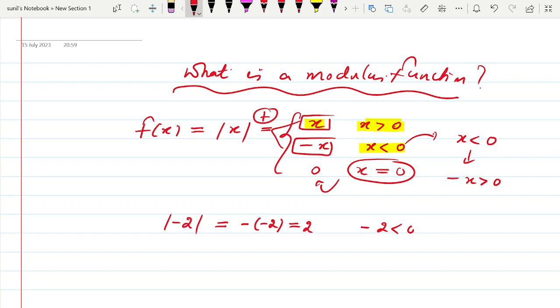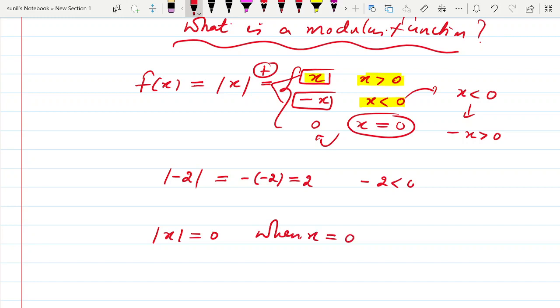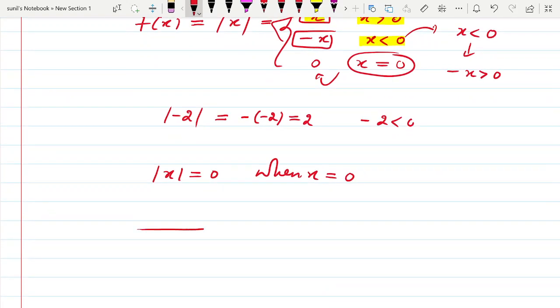Interesting. Now see, if you look at this entire definition, how does this modulus function behave? This mod x is 0 when x is 0. It is 0 at 0, but on the left side of 0 it takes minus x. On the right side of 0 it takes x. Now, it is a non-negative function.